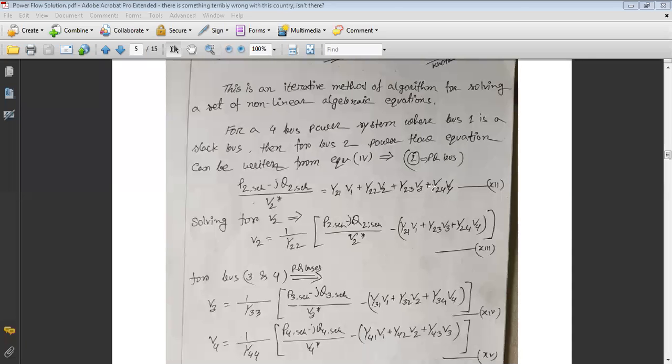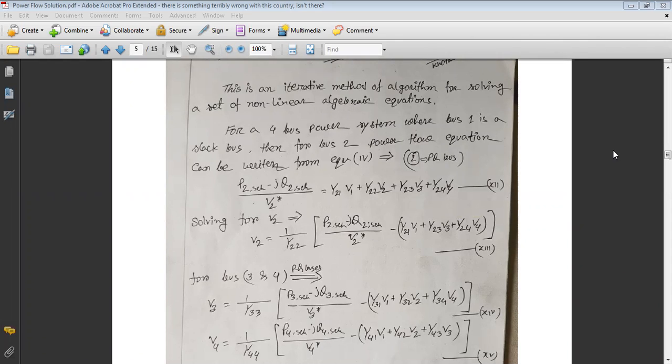Gauss-Seidel method is one of them. The Gauss-Seidel method is an iterative solution process. By using this process, we can find out the bus voltage and angle. So first we have to know the equations of the Gauss-Seidel method.